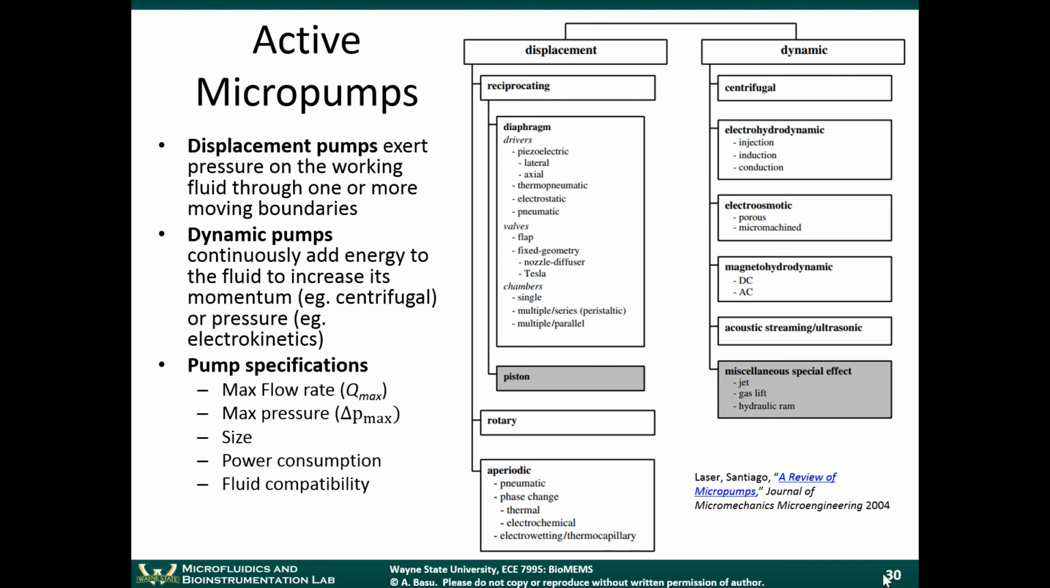So within the scope of active micropumps, there are two basic categories, and those categories were described in this 2004 paper, a review of micropumps. If you type in micropump review on Google Scholar, you'll get about 10 different review papers that talk about developments in the micropump field over the last 10 years. If it happens to be an area where you're interested in doing your project, then I would definitely suggest looking at that.